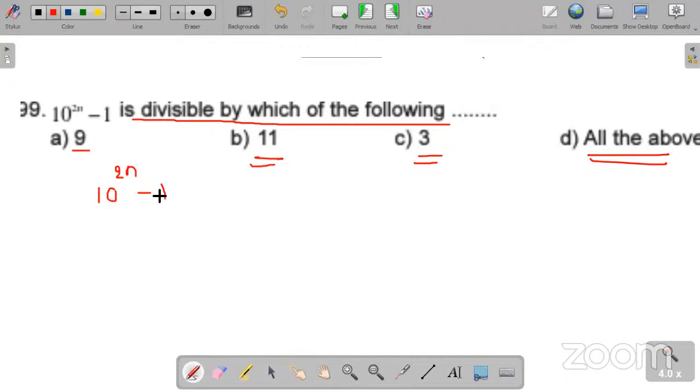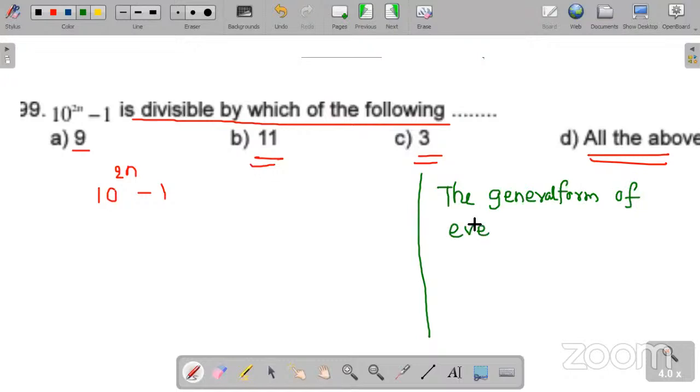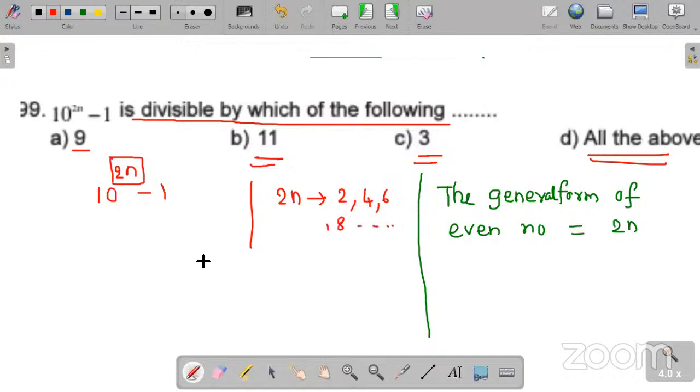So my dear students, here is one concept we need to keep in mind. The general form of an even number is 2n. Even number means you select any even number for 2n. Let us take 2n equal to 2, or 4, or 6, or 8, or anything you can select. Better you take 2. 2n is equal to 2. What do you get now?